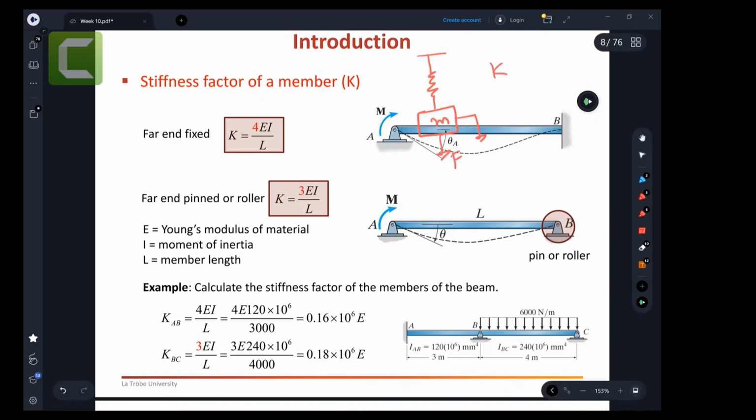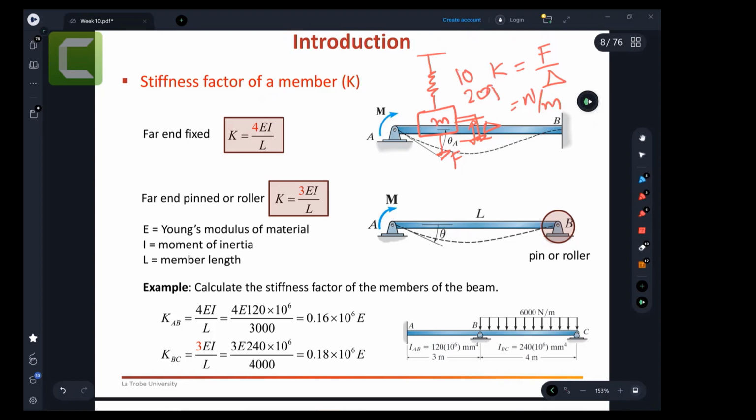So the stiffness is represented by the letter K, and that is force divided by how much displacement is occurring. So that is the force over displacement. The unit is Newton per meter. So if I say that stiffness is 10 and stiffness is 20.